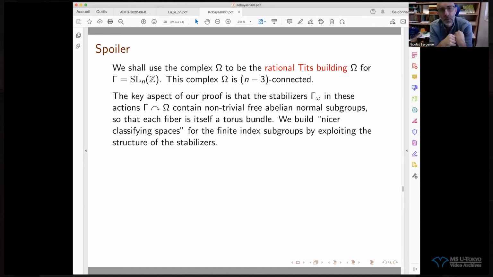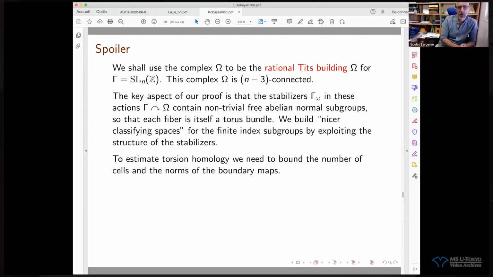So the spaces you associate to these stabilizers are torus bundles, and these torus bundles will be much easier to modify, to simplify the number of cells you need to understand the complete space sigma that computes the topology of gamma. In that way, we want to build nicer classifying spaces for finite index subgroups by using the structure of the stabilizers of the points, which have the advantage of containing free abelian normal subgroups. So that will be the idea of the proof.